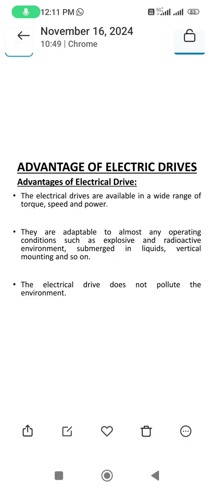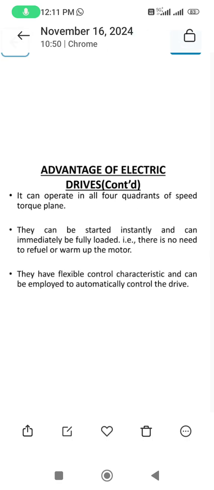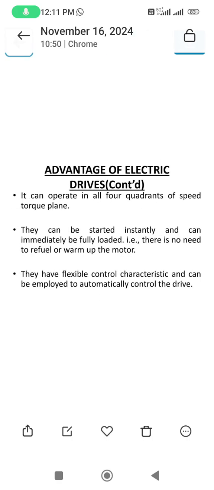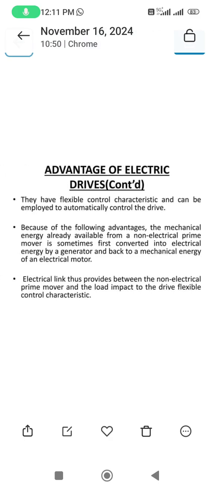Then advantages. Electric drives are available in a wide range of torque, speed and power. They are adaptable to almost any operating condition such as explosive and radioactive environments, submerged in liquids, vertical mounting and so on. The electric drive does not pollute the environment. It can operate in all four quadrants. They can be started instantly and immediately be fully loaded, that is there is no need to refuel or warm up the motor. They have flexible control characteristics and can be employed to automatically control the drive.